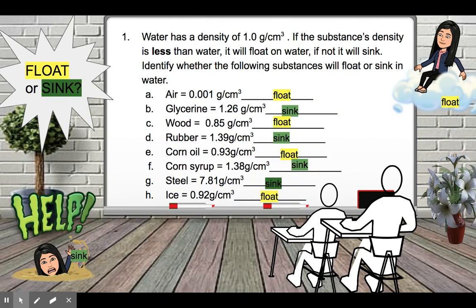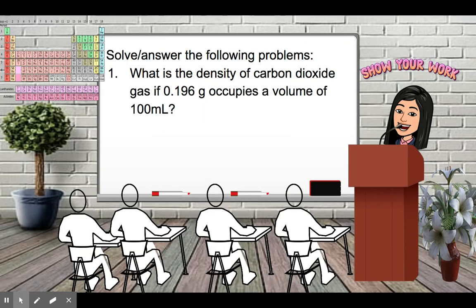Now let's check your answers. Air will float, glycerine will sink, wood will float, rubber will sink, corn oil will float, corn syrup will sink, steel will sink, and ice will float. Good job, guys. Now let's solve some word problems.